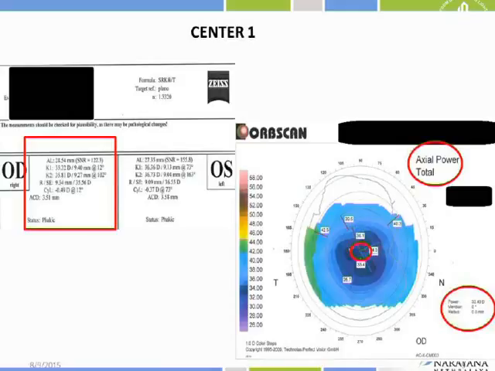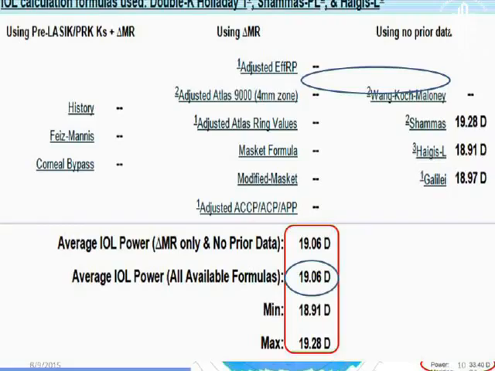And again, we did change the keratometric index to match the data that we had entered in the formula in the calculator, and it gave us these 4 sets of values. We went for the average value. So it was planned to put a 19 diopter lens in this patient. However, this patient was lost to follow-up.